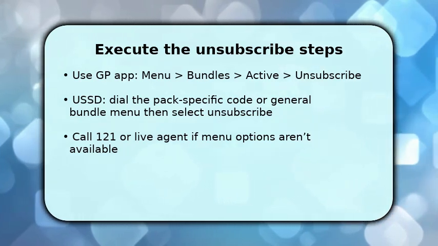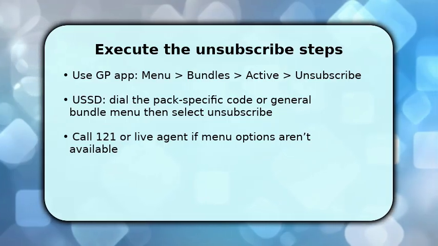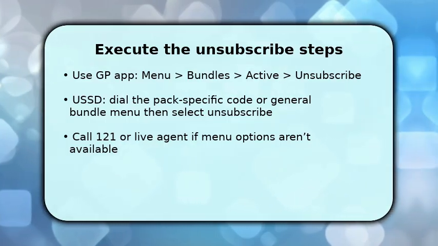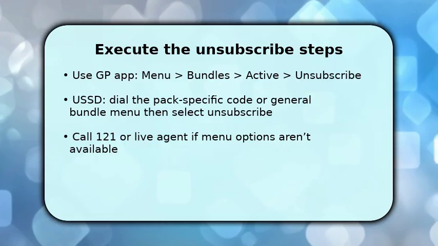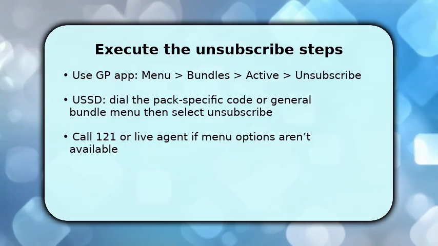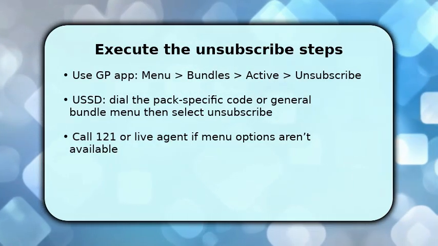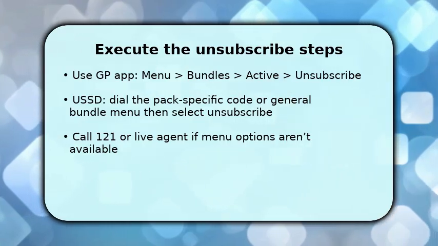In the GP app, go to Bundles, select the active internet pack, and tap Unsubscribe, confirm when prompted. If using USSD, navigate the bundle menu to your pack and choose the unsubscribe number. Press Send. Once done, confirm the choice when the prompt appears.